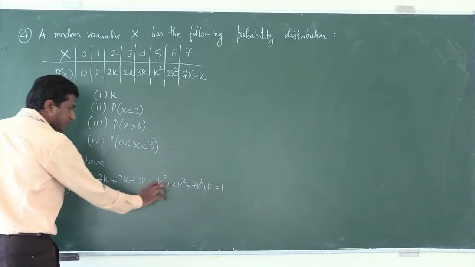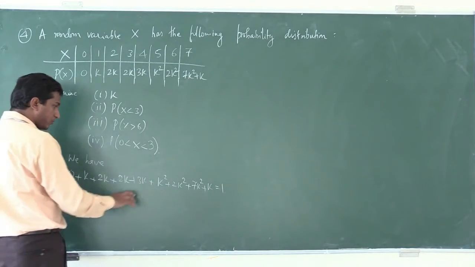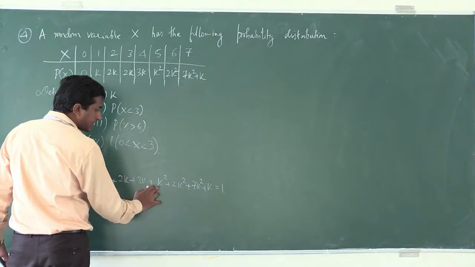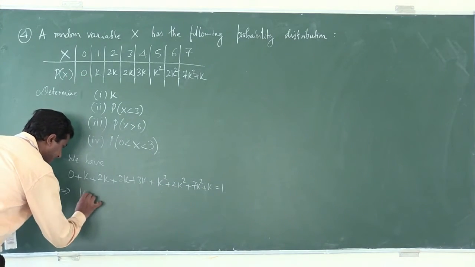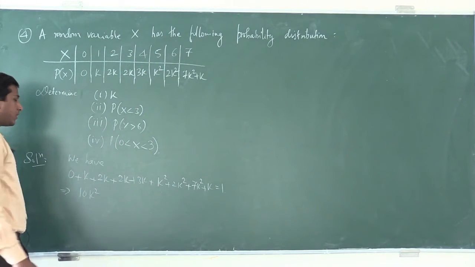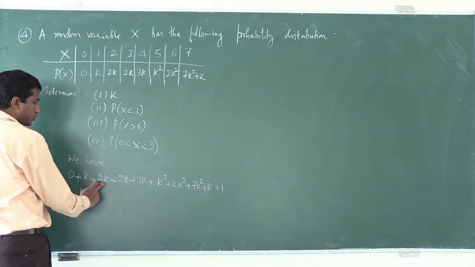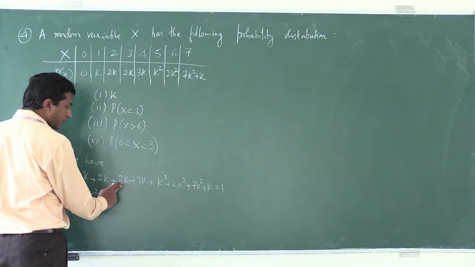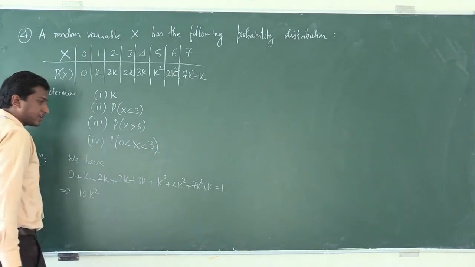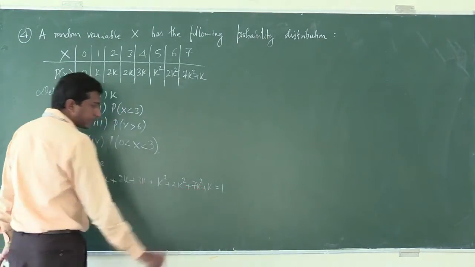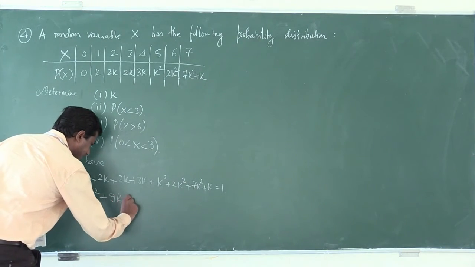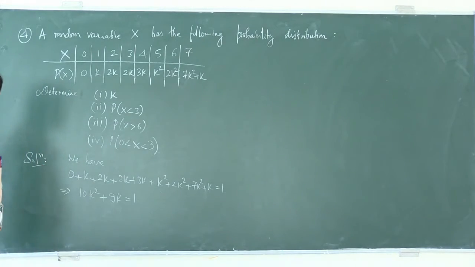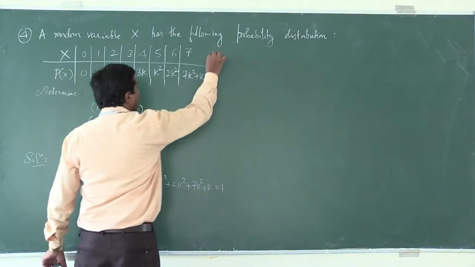So we have the K square term and the K term. We'll add the K square terms. K square plus 2K square plus 7K square gives us 10K square. Now we'll add the K terms. K plus 2K is 3K, plus 2K is 5K, plus 3K is 8K. 8K plus K gives us plus 9K. Plus 9K equals 1. Taking this 1 on the LHS, what do we get?